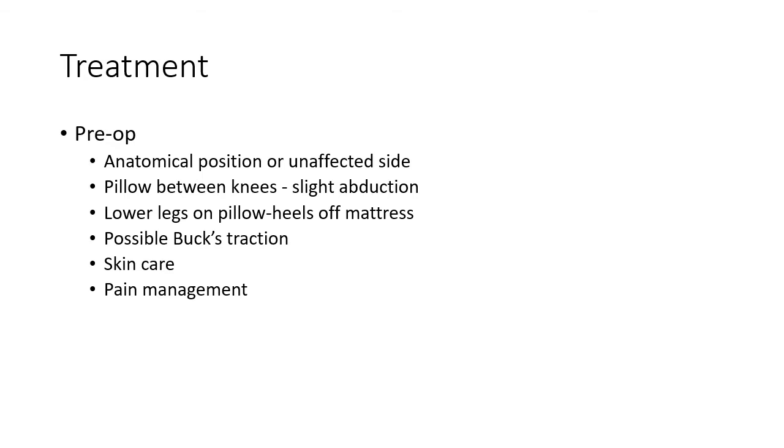So what is the pre-op management? We need to maintain the anatomical position and place the patient on the unaffected side. We need to keep a pillow between the knees so that we can slightly abduct the extremities, and keep a pillow underneath the lower legs so that heels can be off the mattress, because a lot of times when patients stay in one position for a prolonged time, we don't want them to develop any pressure ulcers on the heels.